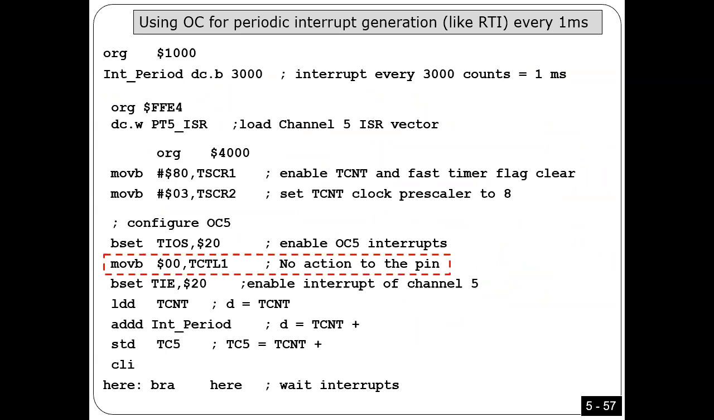Any questions? Okay. The other, I think I explained this one before, but I can go through it quickly. Here, I can also use output compare like RTI, okay? So all I'm going to do here is exactly the same thing regarding configuration as I did before. Maybe the only difference, I'm going to configure the action to no action because I'm not generating a signal, so there is no need to put 0 or 1, just no action, okay?